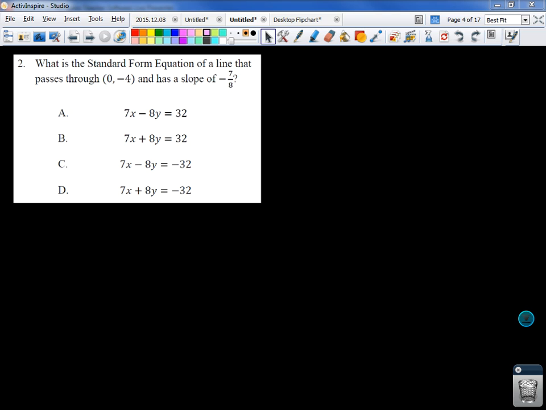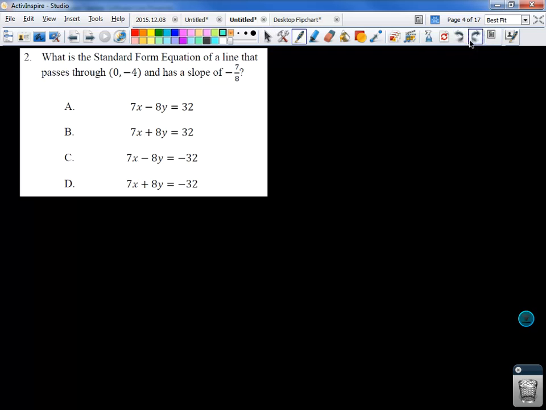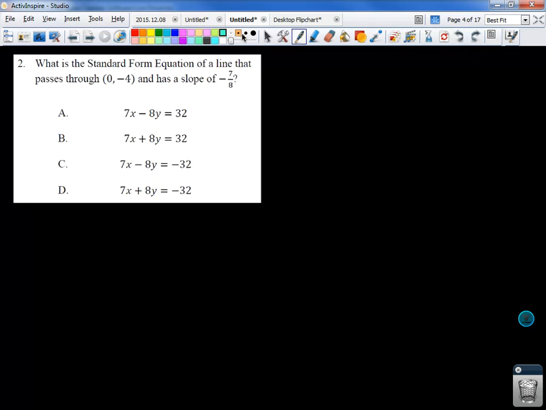Problem 2 says, what is the standard form equation of a line that passes through (0, -4) and has a slope of -7/8? There's a couple of different ways I can think about this problem. If we're going to do this algebraically or by hand, I'm going to use my point-slope form. Y minus y1 equals m times x minus x1.